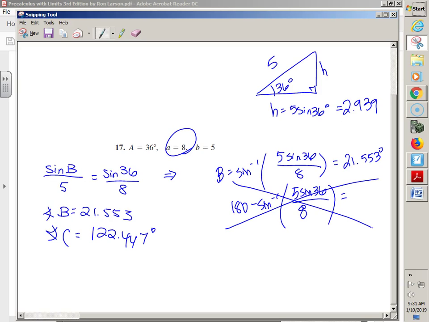158 point whatever plus 36 is bigger than 180, and bigger than 180 is impossible in a triangle. So we would only do one case, which is exactly what this tells us. If 5 is greater than the height, I'm going to swing it out only. I can't swing it back since it's bigger than the 5 and bigger than the height.